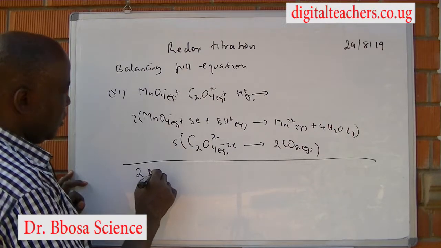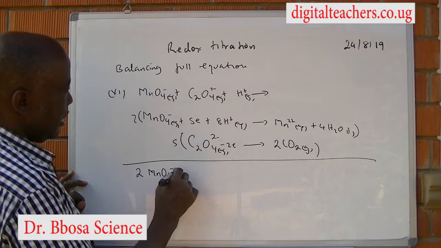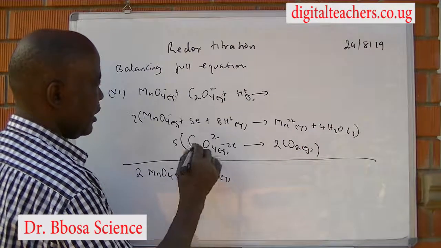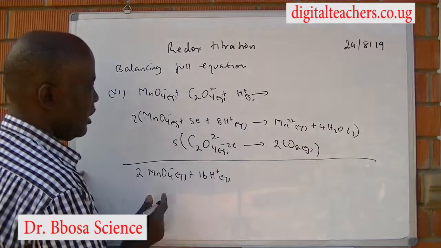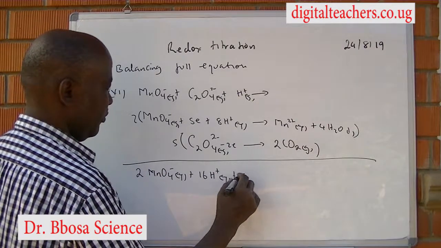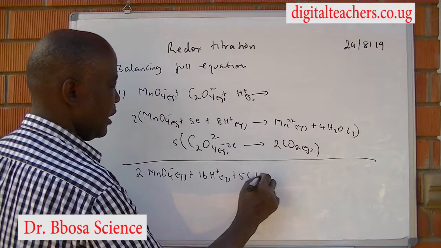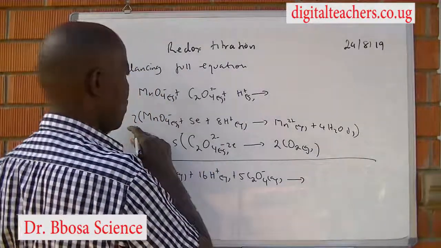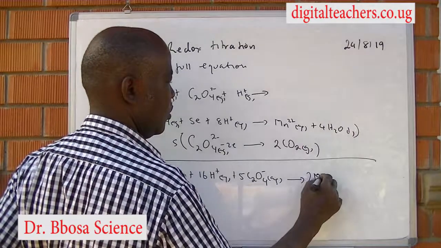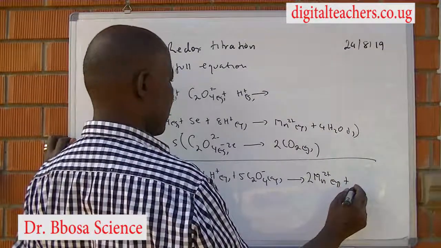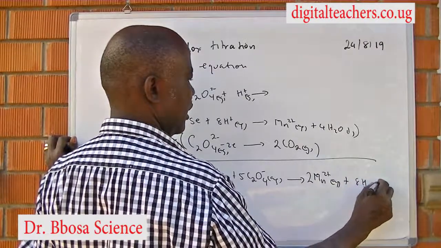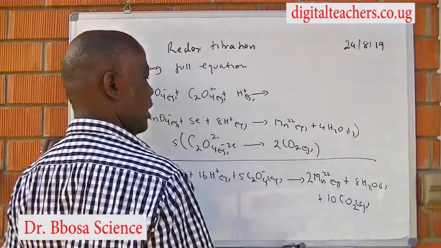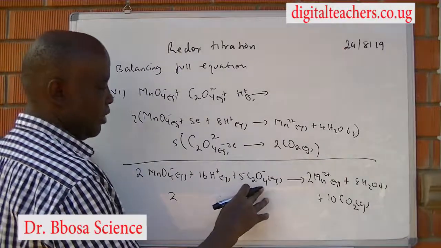So the full equation becomes 2 manganate ions aqueous plus 16 hydrogen ions, 10 electrons minus 10 electrons is 0, plus 5 oxalate ions aqueous will give us 2 manganese ions plus 8 H2O liquid plus 10 carbon dioxide gas. Here manganate ions and the oxalate ions react in ratio 2 to 5.